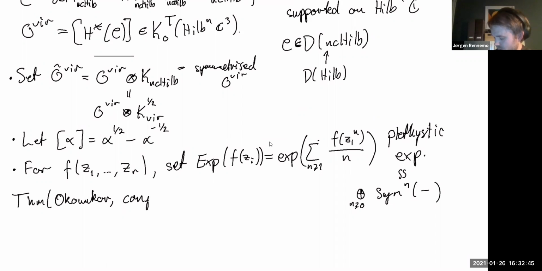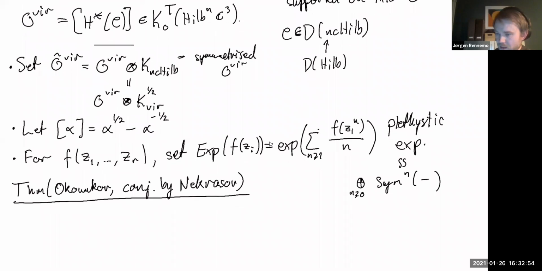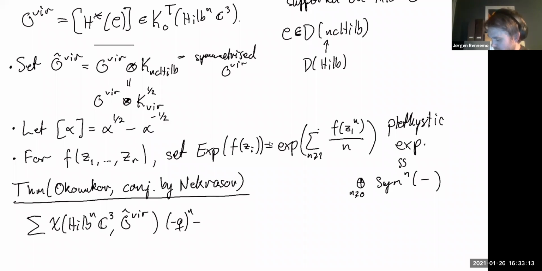of invariants. So this is the theorem due to Okounkov, conjectured by Nekrasov, which says the generating function of all of these is expressed as the plethystic exponential of something surprisingly simple. That's the way I think of it anyway. That's the way I remember it, and I have to look it up every time I'm supposed to really see what it is.